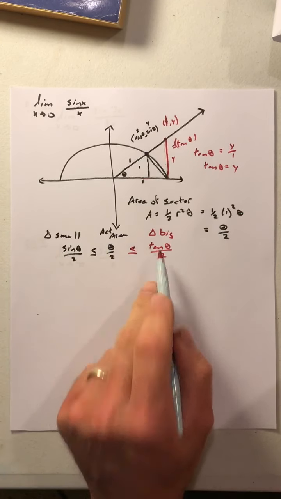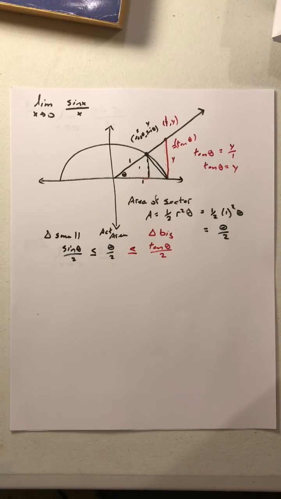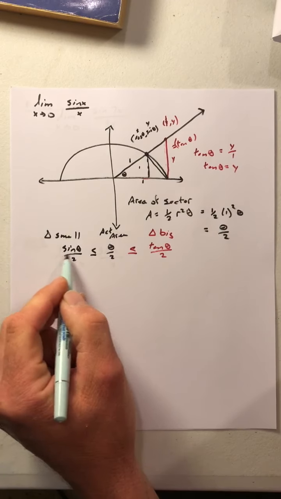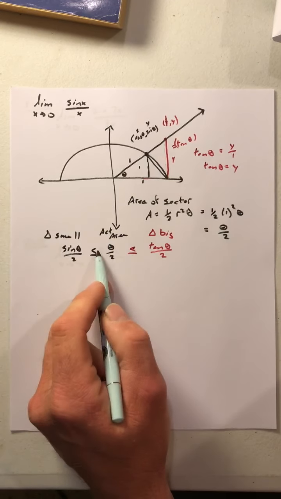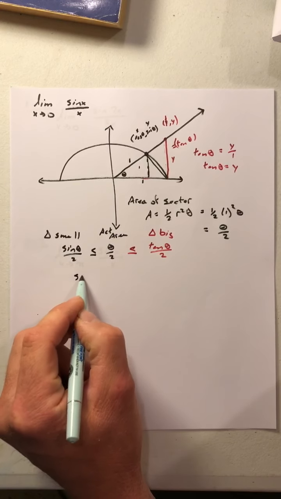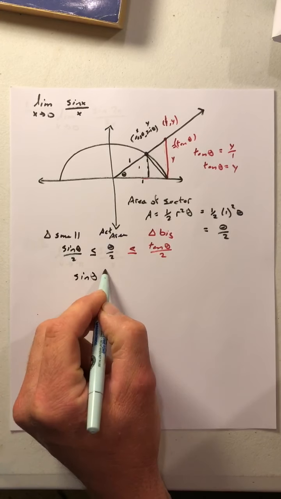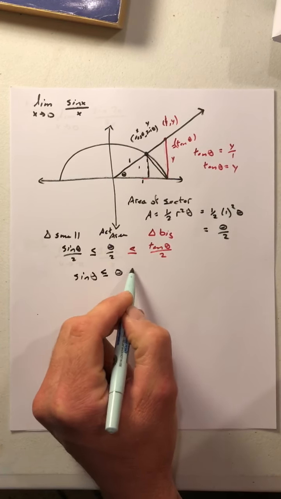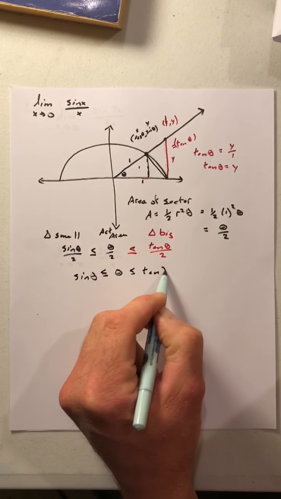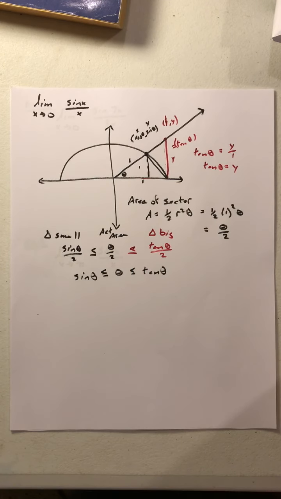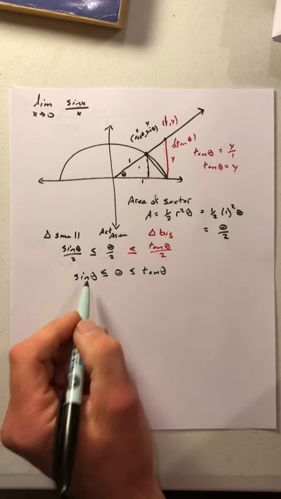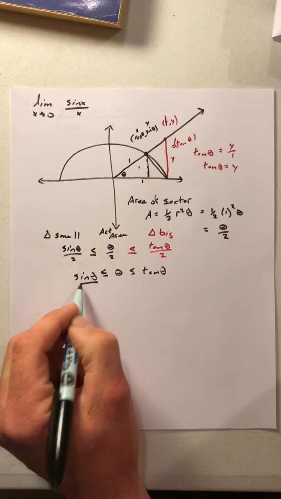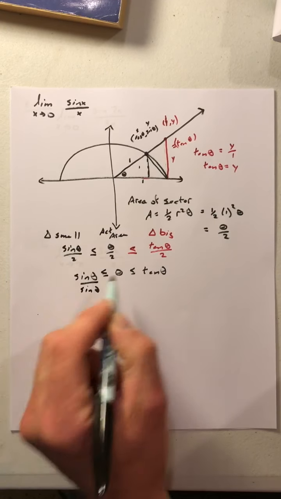First thing I can do is go ahead and multiply each of my terms in there by 2. If I multiply each term by 2, it's not going to change my inequality. So I'm going to get the sine of theta is less than or equal to theta is less than or equal to the tangent of theta. And then I'm going to divide each of my terms by the sine of theta.